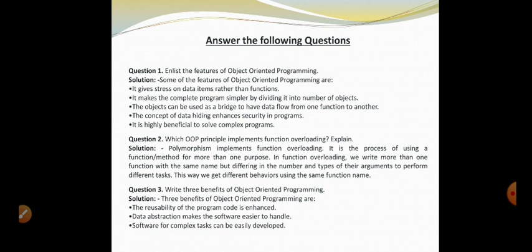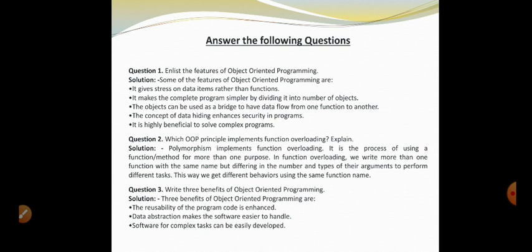And I think I taught you this also in my previous lectures. Which OOP principle implements function overloading? Function overloading is done by polymorphism. Polymorphism implements function overloading. It is the process of using a function or method for more than one purpose. In function overloading, we write more than one function with the same name but differing in the number and types of their arguments to perform different tasks. This way we get different behaviors using the same function's name.